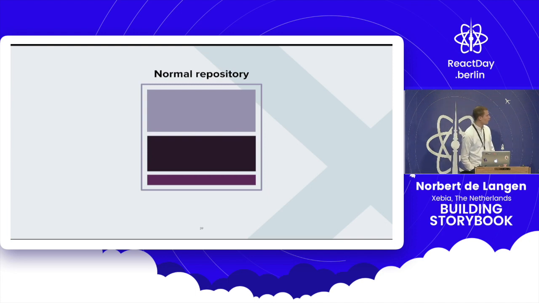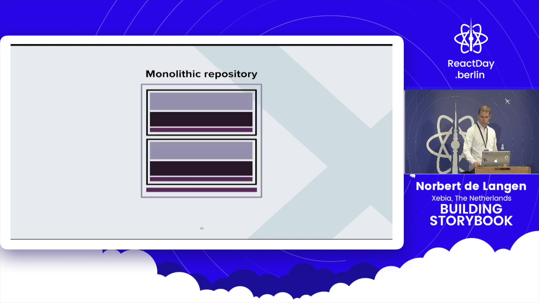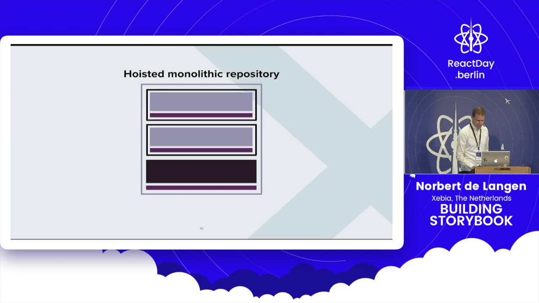First, a normal repository looks somewhat like this. You've got some source, you've got some node modules, and you've got a package JSON. In a monolithic repository, you have multiple of that in one repository. So there's maybe a package JSON at the root, but it's not really what you're going to be publishing. And then what you want to do is not install node modules multiple times, right? So you try to install them as high as possible.